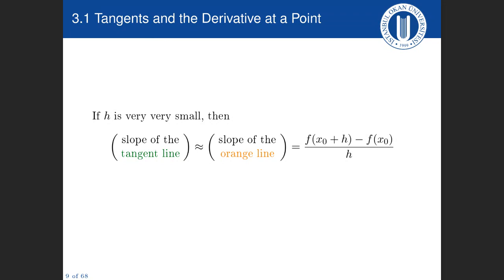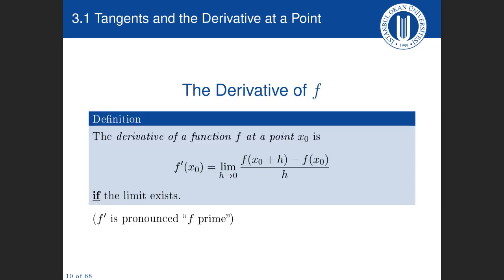Now, what does it mean to say h is very, very small, or h is close to 0? And what does it mean to say the slope of a line is close to the slope of another line? We've been talking about that for the last 2 weeks. That's the idea of limits.